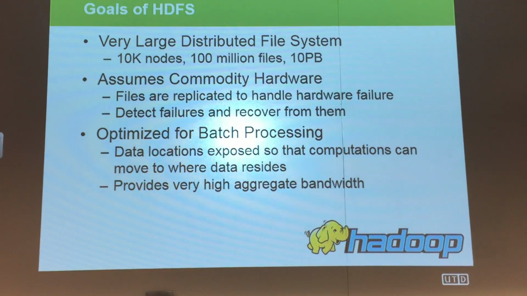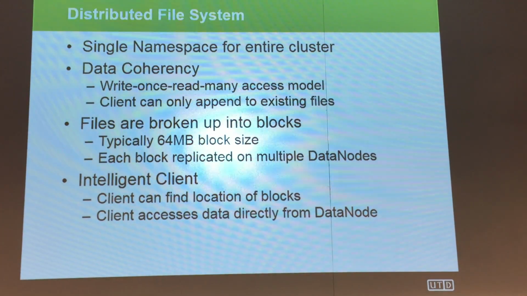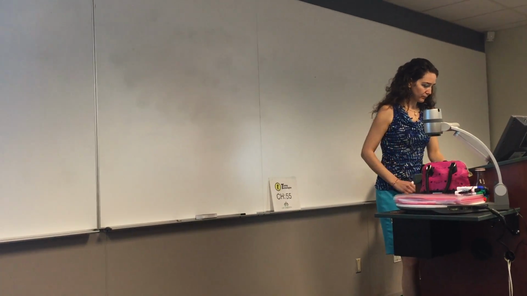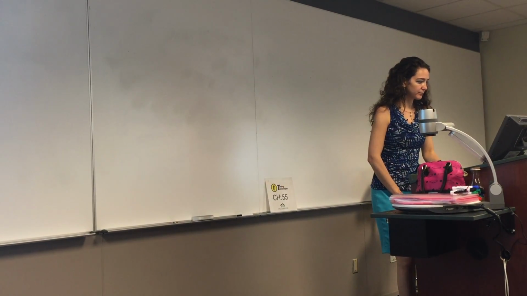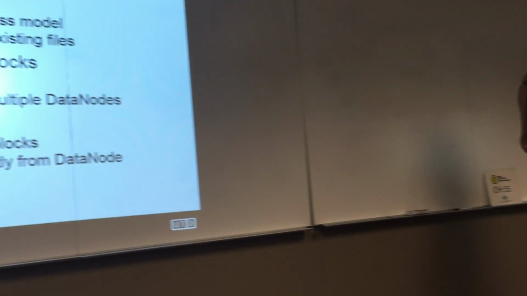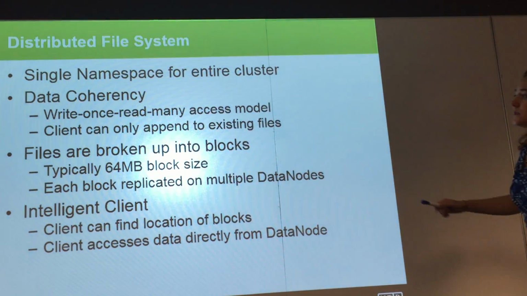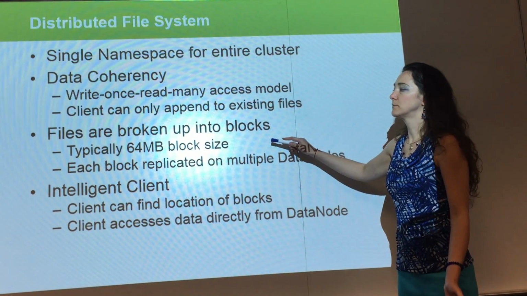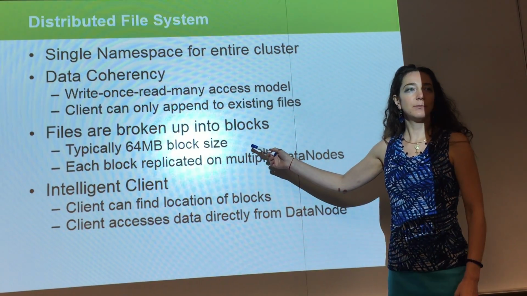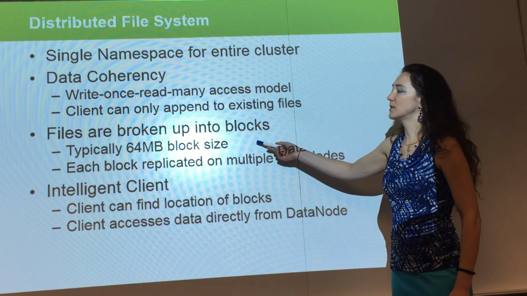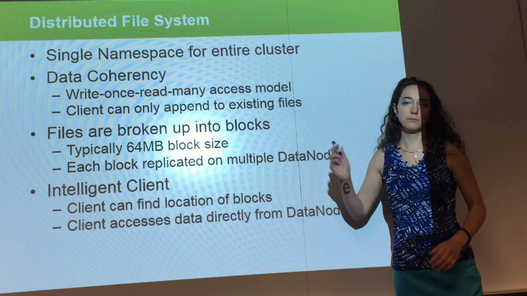Let's see how this looks. There is a single namespace for the entire cluster. The data is divided into blocks. If you look at your file system, the block is probably like 512 bytes. Over here we have 64 megabytes up to 128 megabytes.